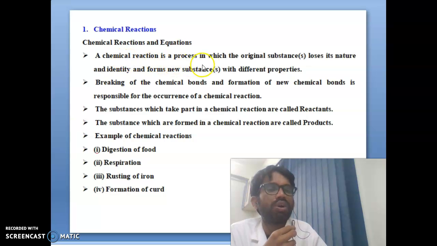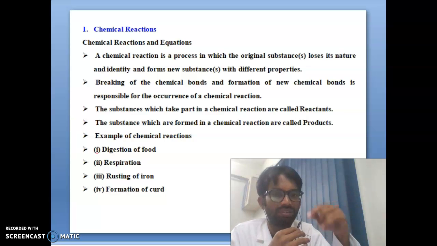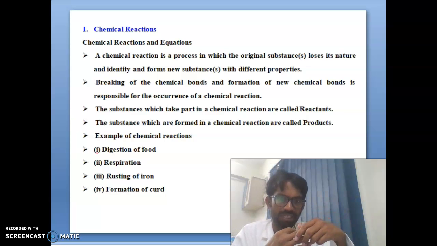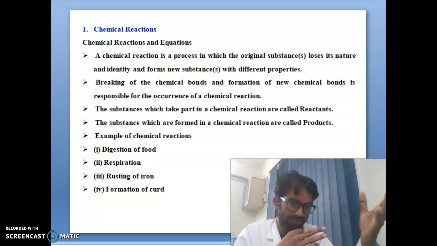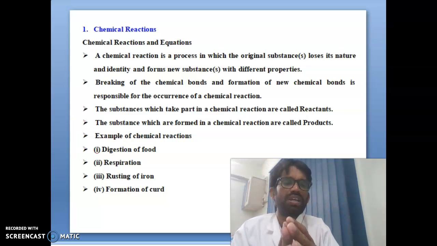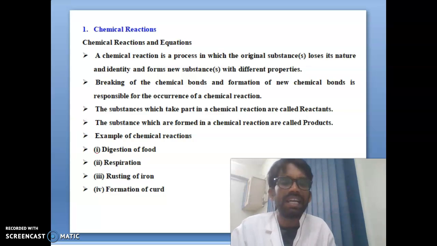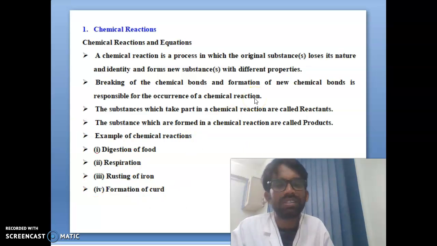A chemical reaction is a process in which the original substance loses its nature and identity and forms a new substance. How do you know a chemical reaction is going on? Any substance or compound changes from its original form, loses its nature and identity, and gives a new product. Also, the breaking of chemical bonds and the formation of new chemical bonds is responsible for the occurrence of a chemical reaction.